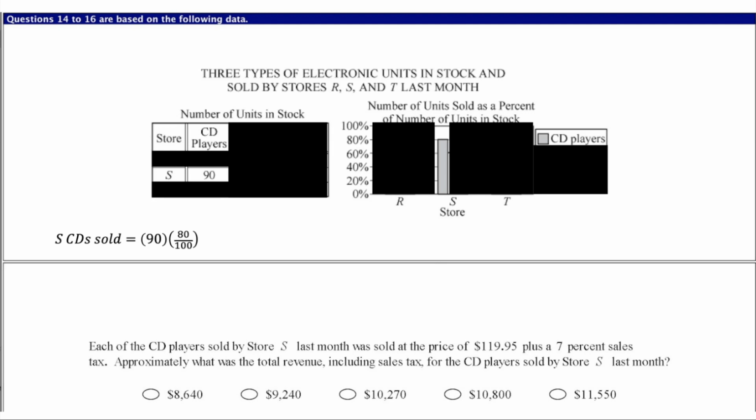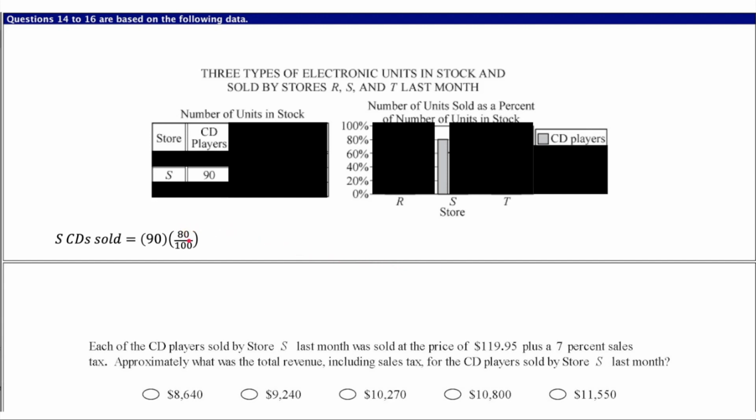So we can do 90 times 80 over 100. Now, at this point, a lot of folks are going to reach for their calculator and go 90 times 0.8 and figure out what that is. However, this can be kind of time consuming. That calculator is unwieldy and it takes a lot of time to get it out and punch all the numbers in. So what we can actually do is just do some pretty easy math.